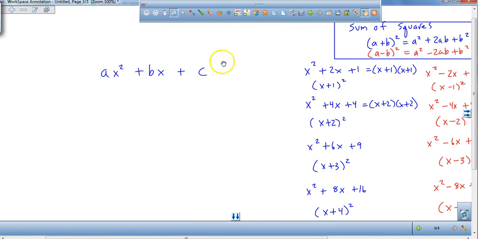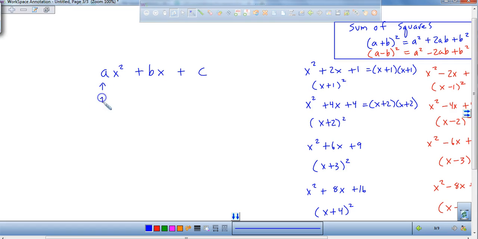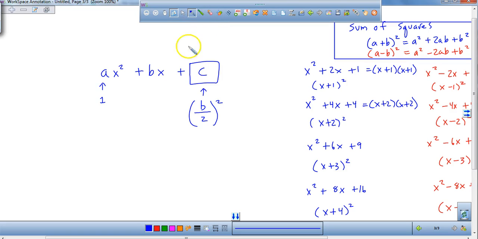So here's the pattern. If this a value right here has to be the number 1, and you have the b value, if you want to know what the c value is going to be, this c value will always be whatever the b value is divided by 2 squared. That's what you're going to have to do every single time. Whatever this b value is, if the a value is 1, you have to make sure the a value is 1. Just like this is a 1, and that's a 1, and that's a 1, and that's a 1. The a value has to be 1. Then all you have to do is take half the b value, and then you square it.